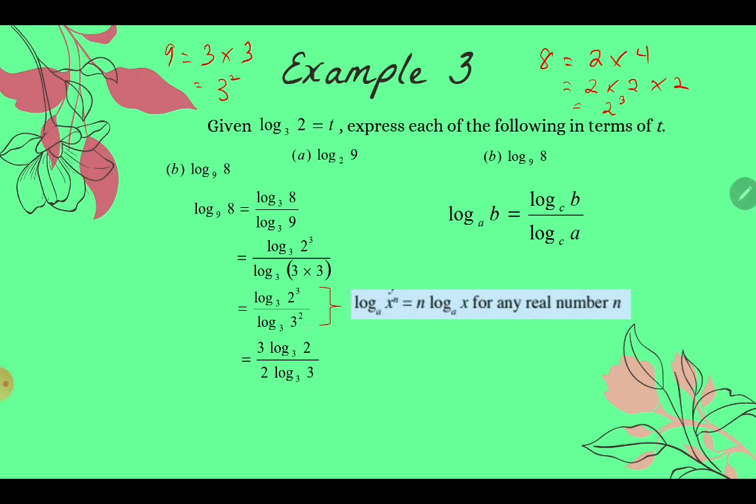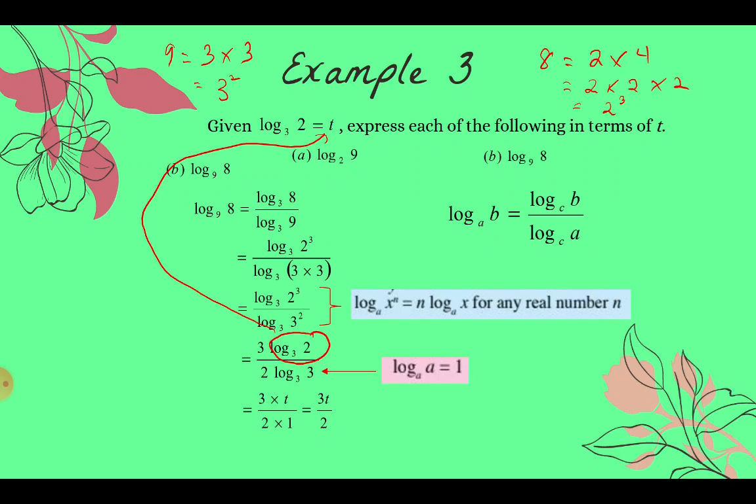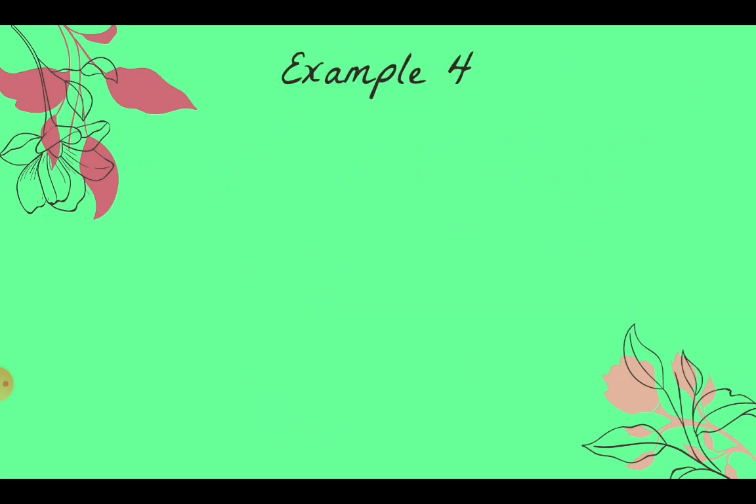So what is log 2 base 3? Log 2 base 3 is actually equal to t. And what is log 3 base 3? Log 3 base 3 is equal to 1. So our final answer will be 3t over 2. Okay, simple. We move on to example 4.